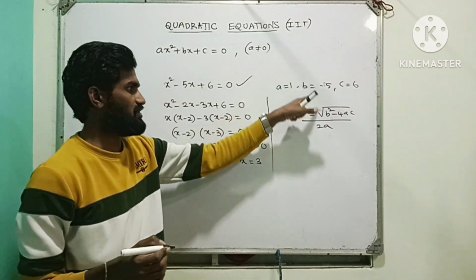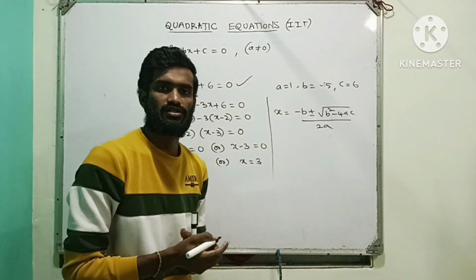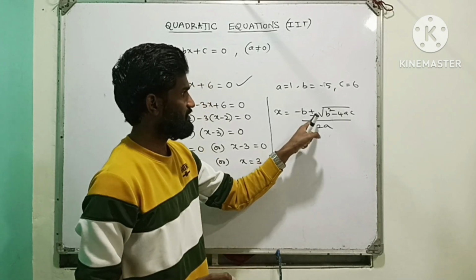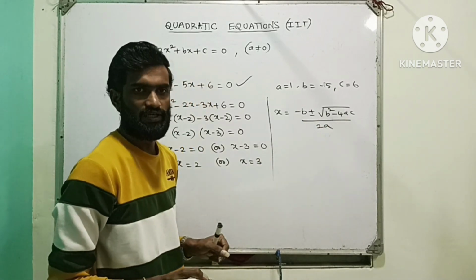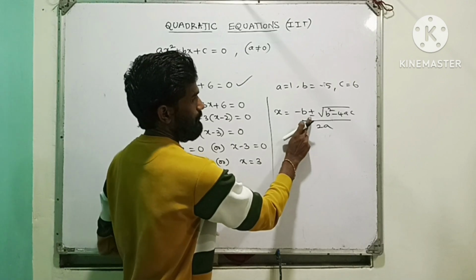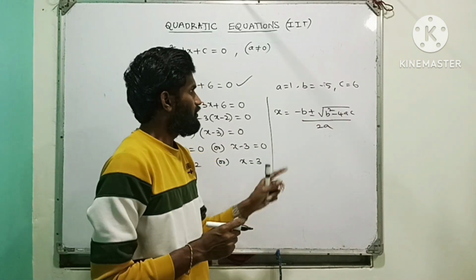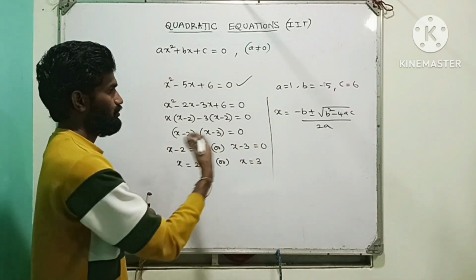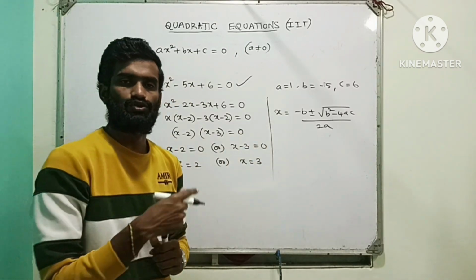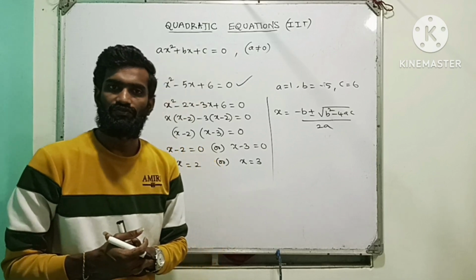Now if I substitute in this, I will again get two roots. One is minus b plus root over b square minus 4ac by 2a, and the other is minus b minus root over b square minus 4ac by 2a. So like that we will get. Any of the methods can be used to solve for the roots of a quadratic equation.